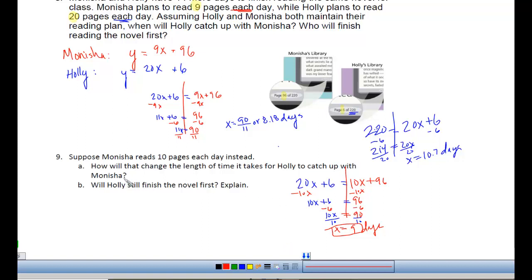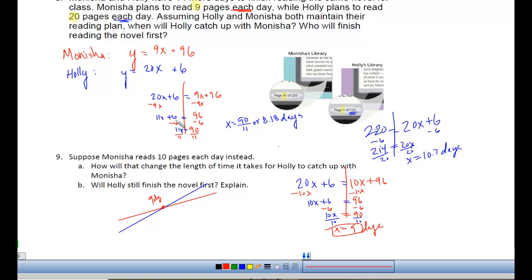Okay, and then would Holly still finish the novel first? Well, again, as you look at this modeling, you can go ahead and set both these equal. We could test it, but what we're showing is that Holly started behind Monisha, and after 9 days, she's already caught Monisha. So if we were looking at the graph, again looking at the slopes, Holly would have a slope of 20, and Monisha's would have a shallower slope but start higher, and Holly would have surpassed her somewhere around, say, 9 days. And so then she is ahead of her from that point forward.